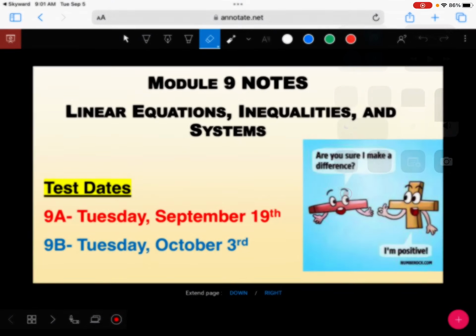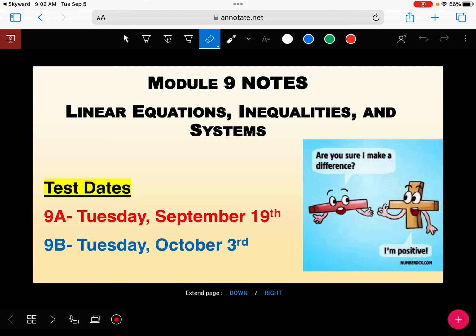So there's actually, we separated into two different test dates. So go ahead and write them both on the front cover. We're going to do the first half on Tuesday, September 19th, and then the second half on Tuesday, October 3rd.